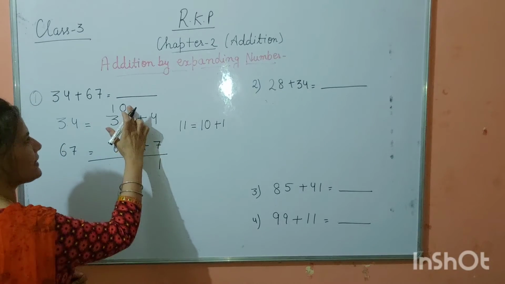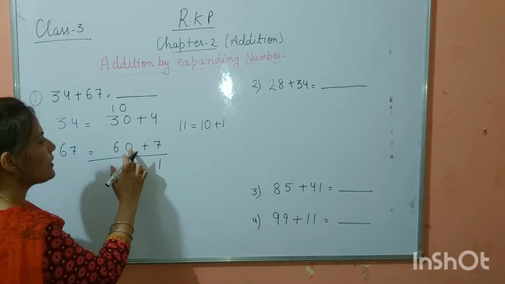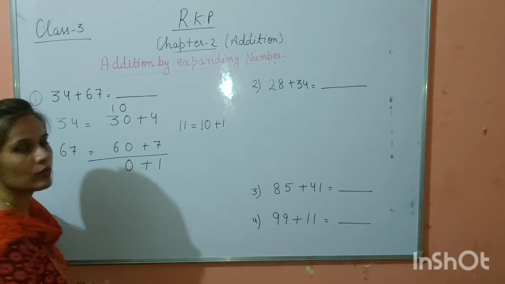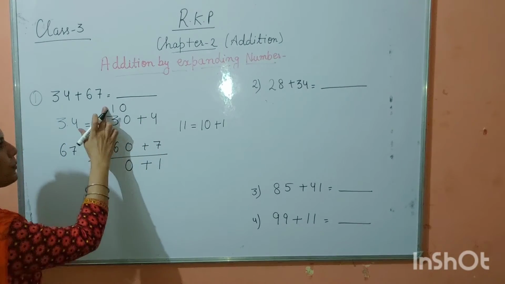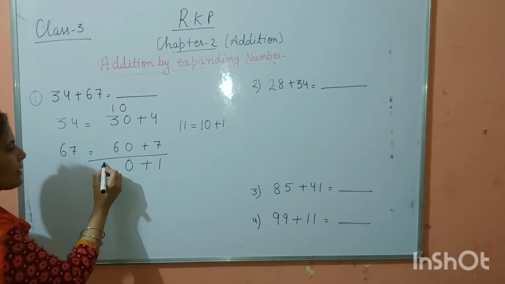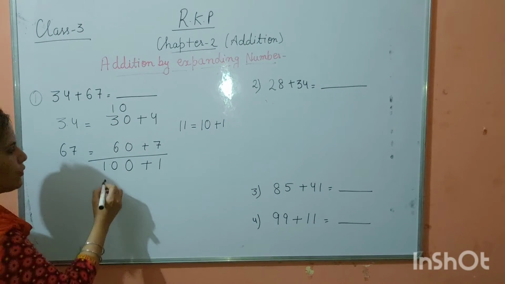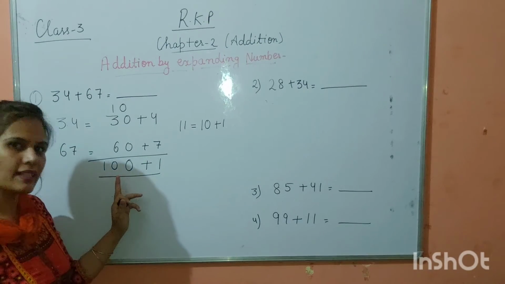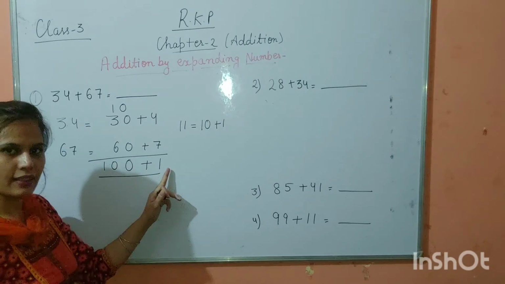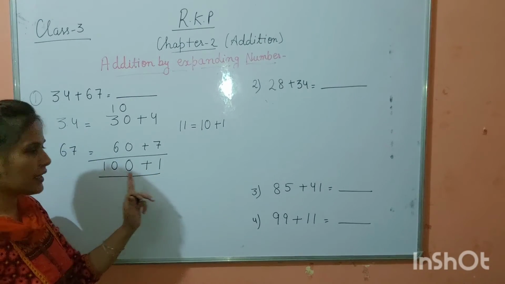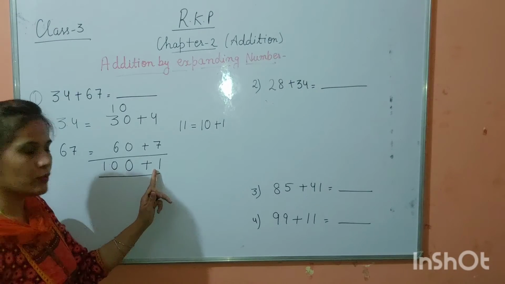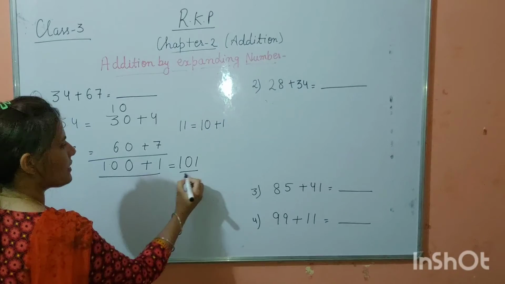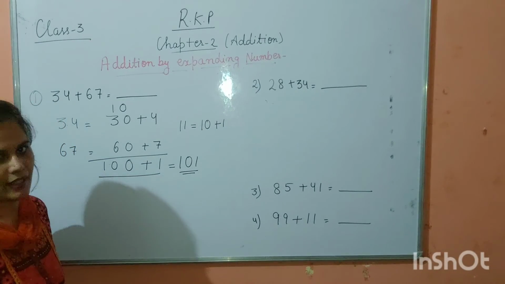Okay, now add it. 0 plus 0, 0. 0 plus 0, 0. So 0 will come here. This addition sign will come here. Now add it. 3 plus 1, 4. 4 plus 6, 10. Okay. Now this is your expanded form. Now convert into the standard form. 100 plus 1. This is your 100 place value and this is your ones place value. So when you add it, you will get 101 in the standard form.